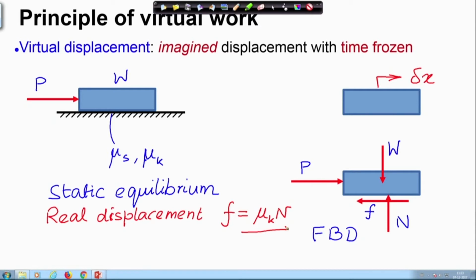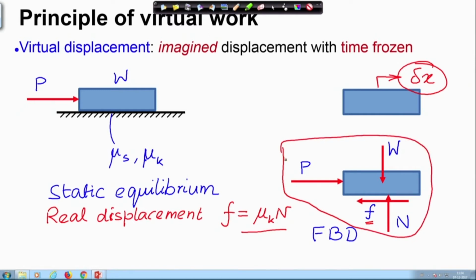But under virtual displacement, this force F is unknown. It is frozen at the value of force at the time instant of interest at which we are looking at the equilibrium. So, whatever be the force F, it is frozen, it cannot change when I give this virtual displacement. So, this is the concept. If I give real displacement, immediately this friction force is going to change its value to mu k times N. But if it is a virtual displacement under this condition that is shown by this free body diagram, then this force F is as yet unknown.